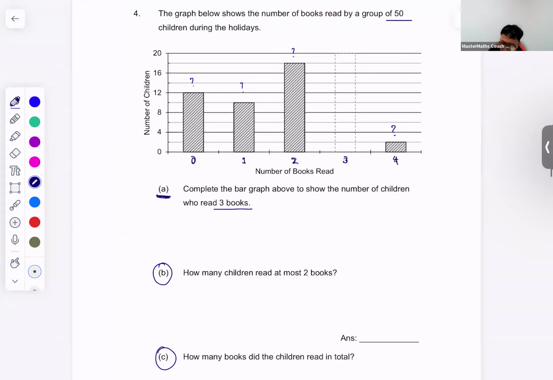Okay, so for 0 books read, there's 12 children. For 1, there's 10. For 2, there is 18. And for 3, there is 2. So to find out the number of children who read 3 books, we will take 50 minus 12 minus 10 minus 18 minus 2. Do you want to help me find out what's the answer?